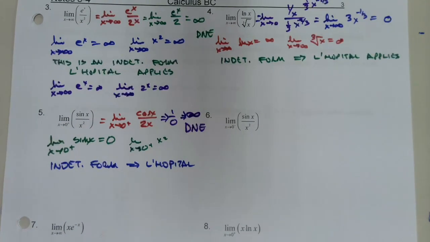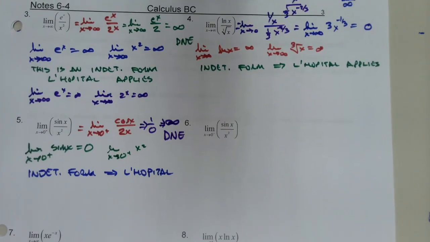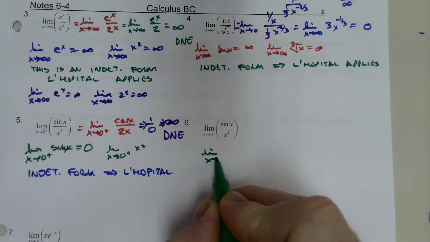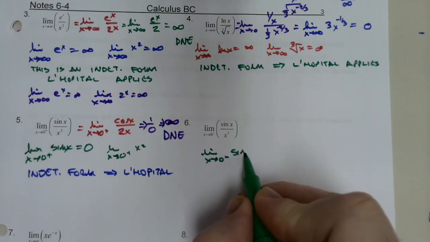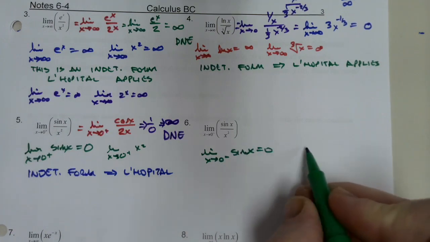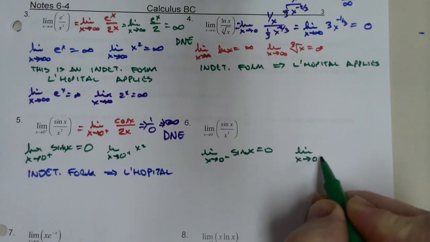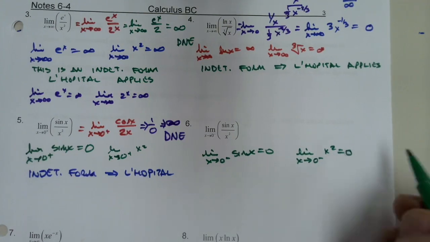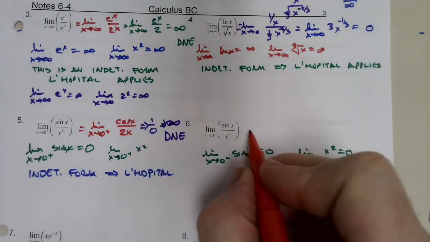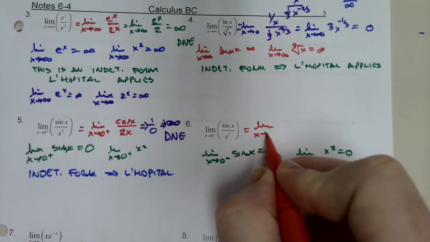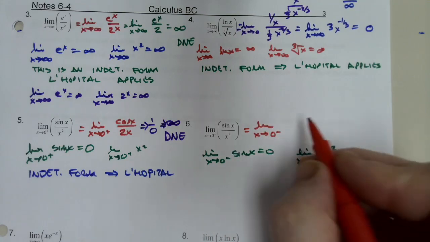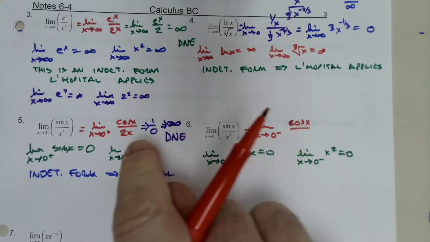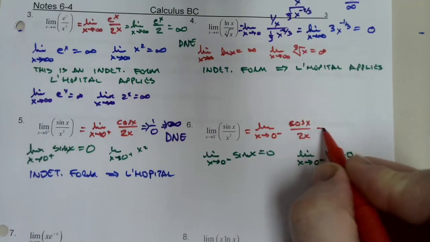Okay. What if we try this from the other side? Well, the limit as x goes to 0 from the left of sine of x is still going to be 0. The limit as x goes to 0 from the left of x squared is still going to be 0. We have this indeterminate form, and when we evaluate this, the limit as x goes to 0 from the left, we'll have the derivative of sine, cosine of x, over the derivative of x squared, 2x.